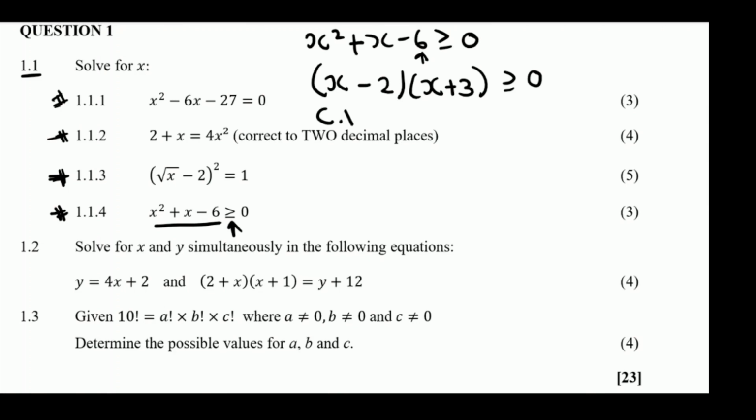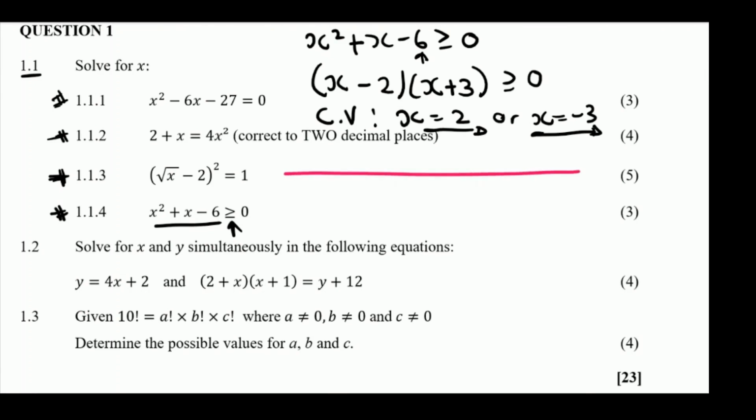So your critical values are going to be x equals 2 or x equals -3, right? So these are your critical values, not your solutions of x. What you're going to do is draw your number line and present your critical values. So you have your critical value of -3 and your critical value of 2. Let me write: critical value, critical value.